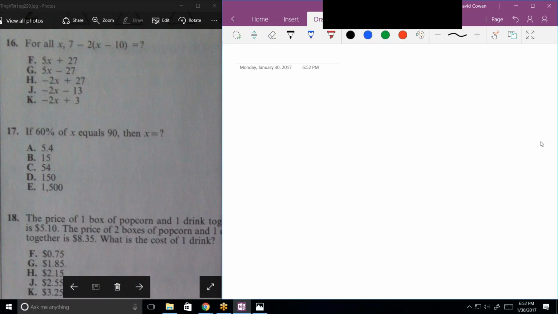I'm almost confused on what this one is asking. Yeah, again, they could have asked it so it wasn't so confusing. They could have said, what is 7 minus 2 times x minus 10 equal to? In other words, what is this equal to? Simplify it.